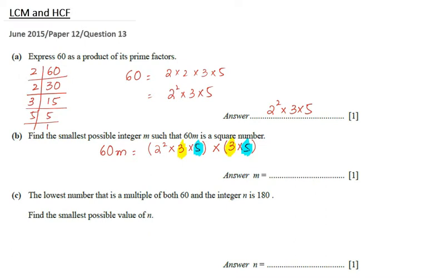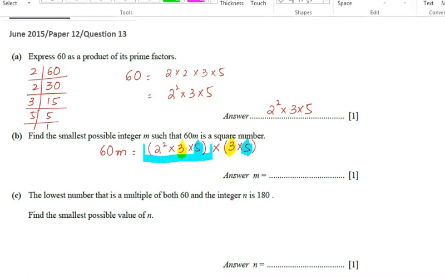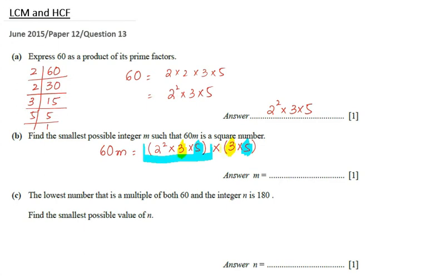What we have added here is 3 into 5. So this is equal to 60 multiplied by what we have added, 3 times 5, which is 15. So it means if we multiply 60 by 15, it will become a square number. So the value of m is 15.